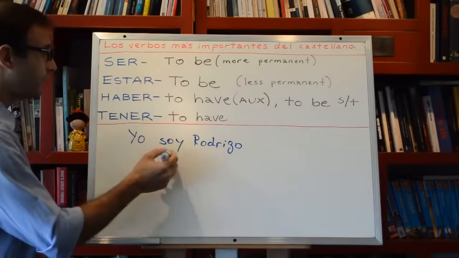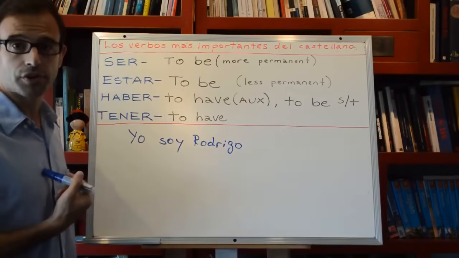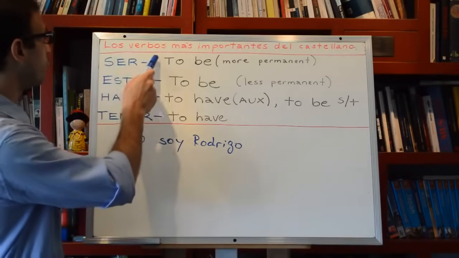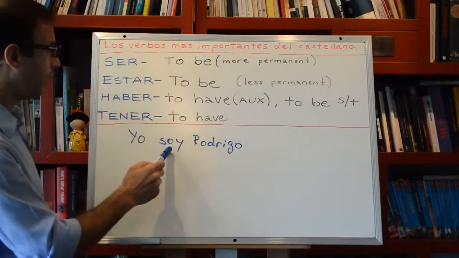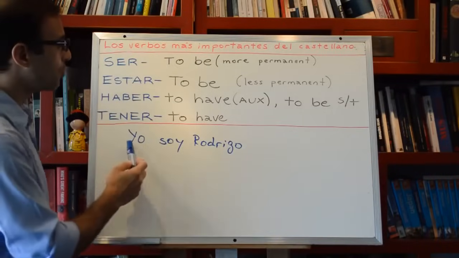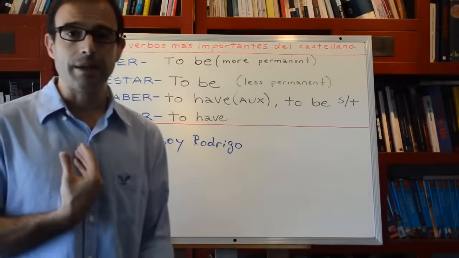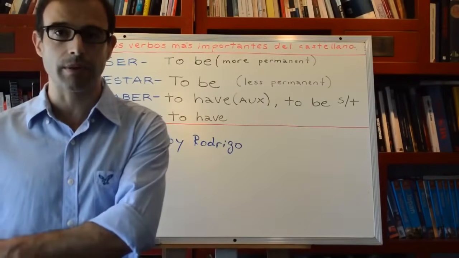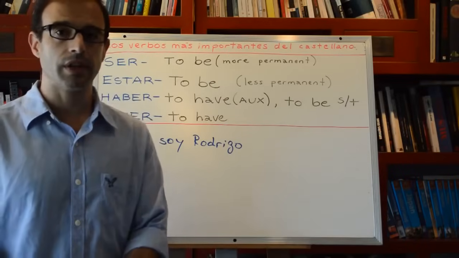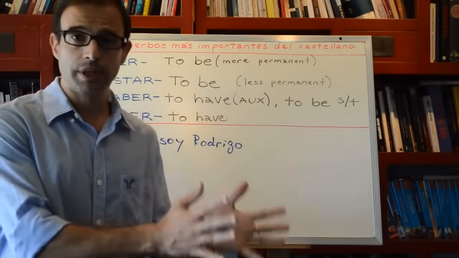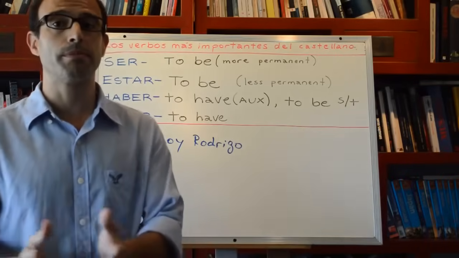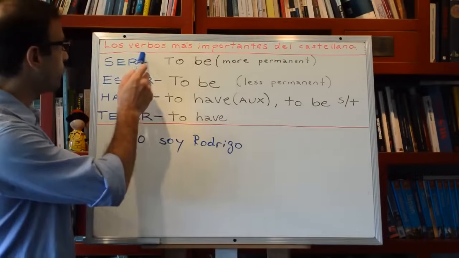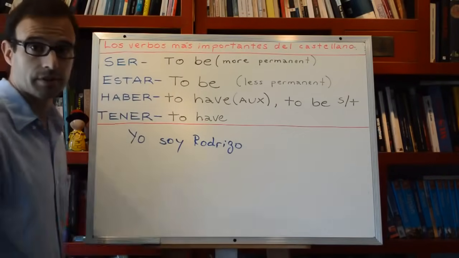Soy is a conjugation for the first person in the singular, for I, in present tense, for the verb ser. Okay, so soy is verb ser. Yo soy Rodrigo. My name, someone's name is something permanent. Okay, of course, somebody can change his name. That's for sure. But generally speaking, the name is something permanent. Okay, so yo soy Rodrigo. I use verb ser because the name is permanent, okay?